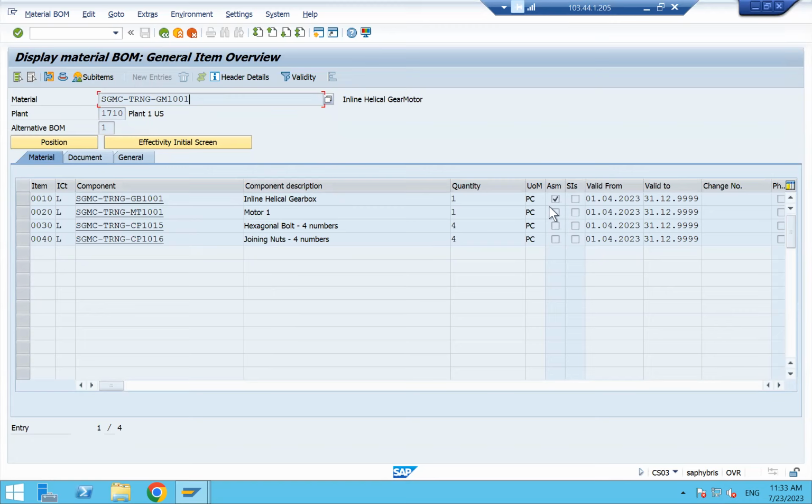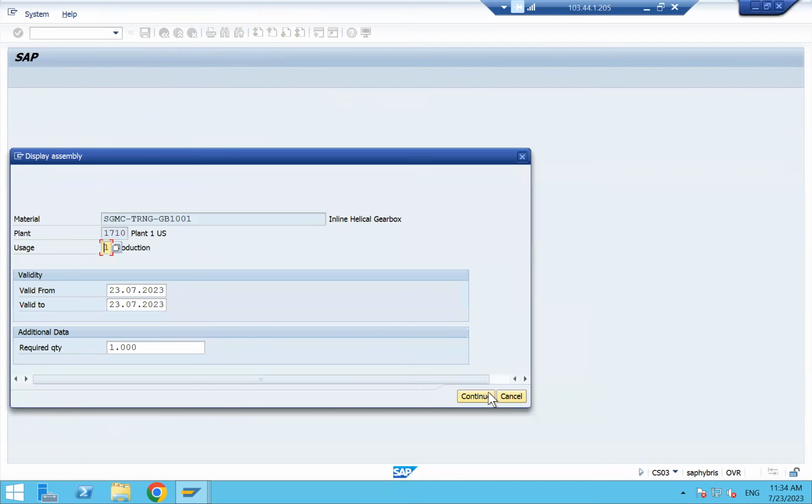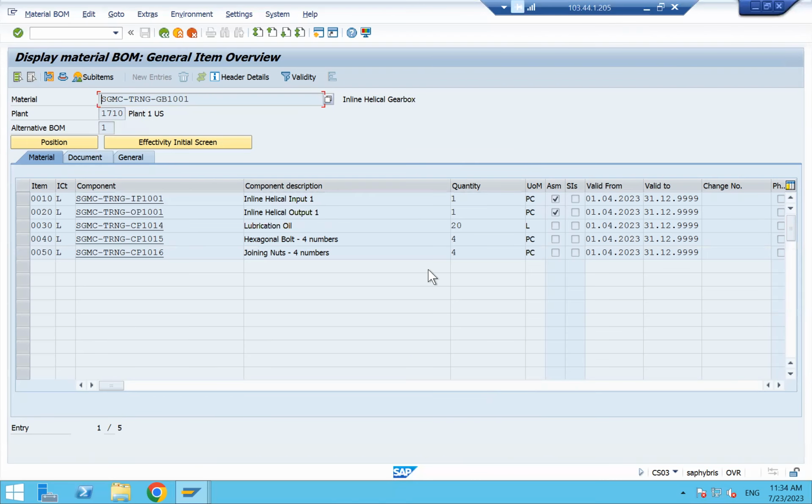Now this gearbox is having a further assembly. When I create a BOM, you create the BOM for this gear motor having these 4 items. That is one BOM you created. Is it clear? Yes, sir. Now, to produce the gearbox, I need a BOM. For that, I click here and go to see the BOM. Now, I created the BOM for GB1001.